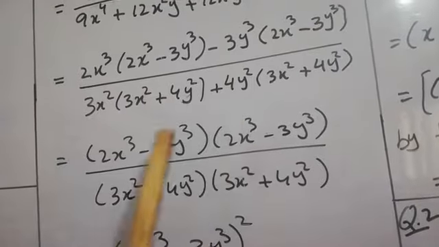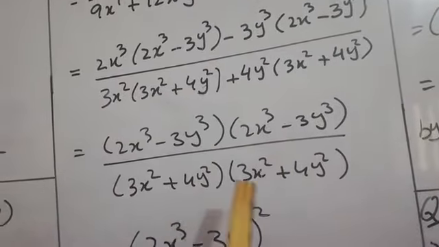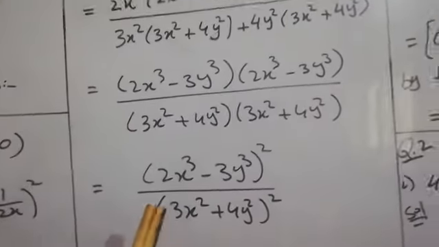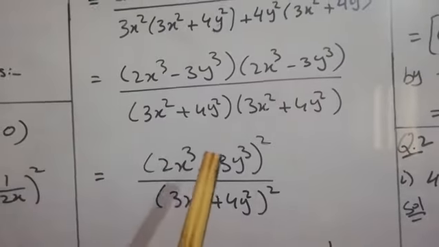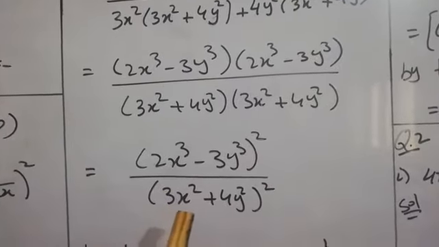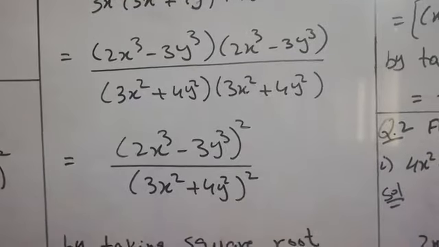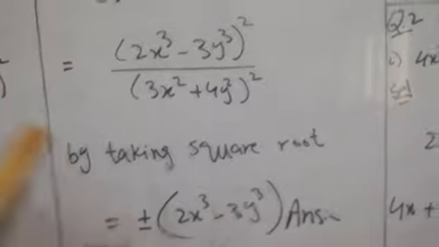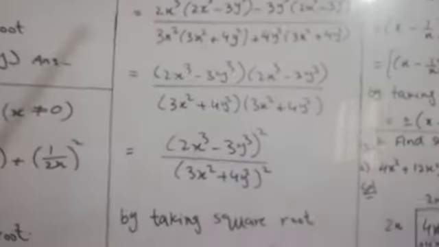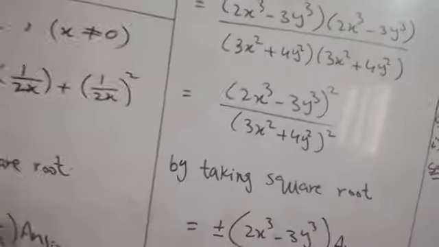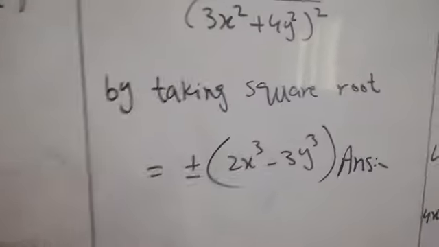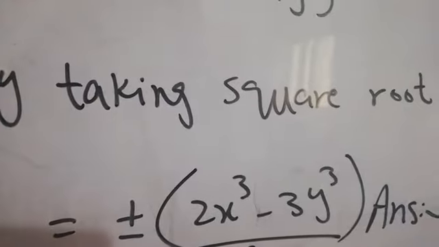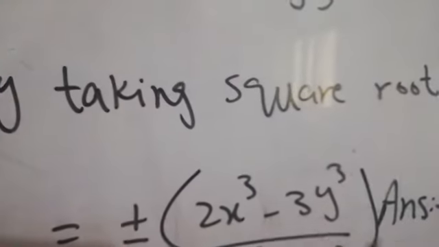Now you can see that both values are the same in the numerator, both values are the same in the denominator, and they are multiplied with each other. So we will write in the form of a square: 2x cube minus 3y cube whole square divided by 3x square plus 4y square whole square. Now dear students, we will take the square root of this expression and we get 2x cube minus 3y cube divided by 3x square plus 4y square. This is the answer.